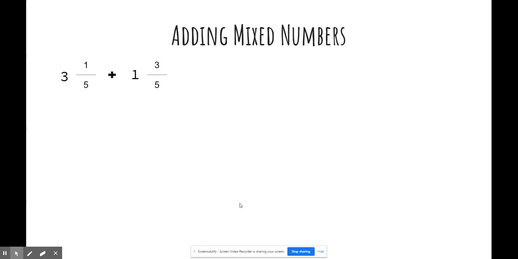Let's add mixed numbers together. All right, there's going to be 2 ways. I'm going to show you the first way, and then I'll show you a second way after this. So the first thing is we have to convert our mixed numbers to an improper fraction.